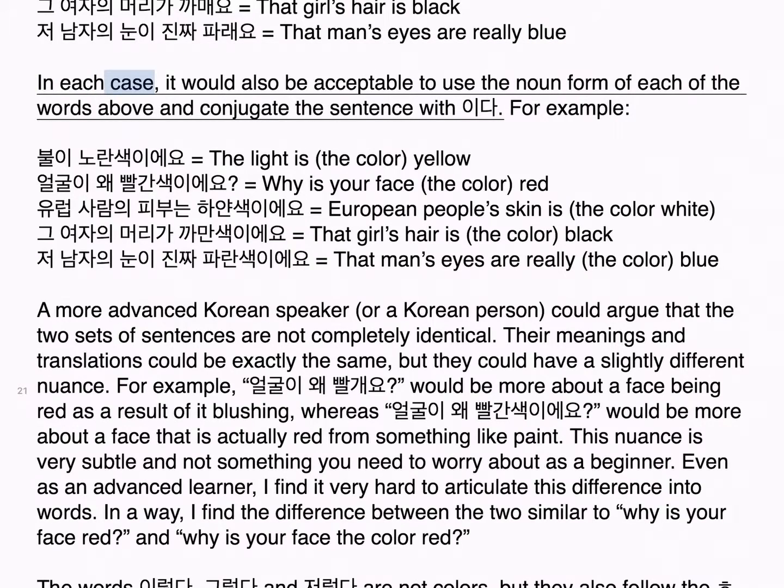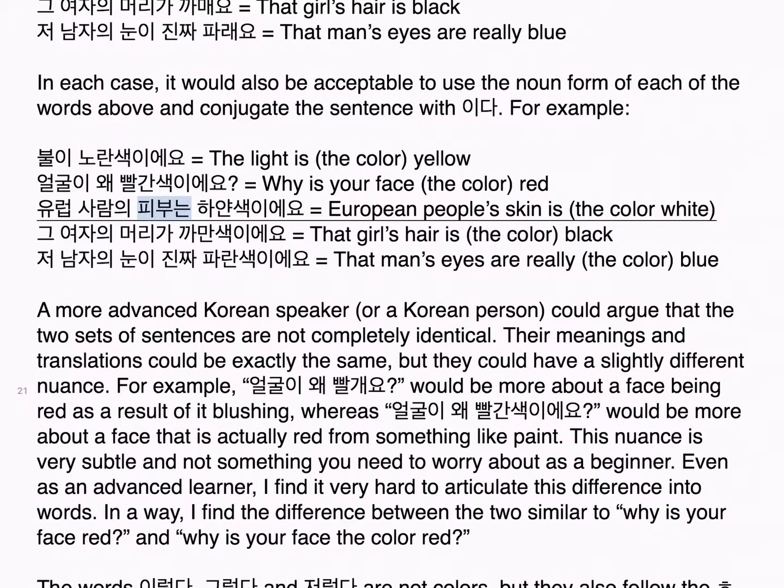In each case, it would also be acceptable to use the noun form of each of the words above and conjugate the sentence with 이다. For example, 불이 노란색이에요. The light is, the color, yellow. 얼굴이 왜 빨간색이에요? Why is your face, the color, red?